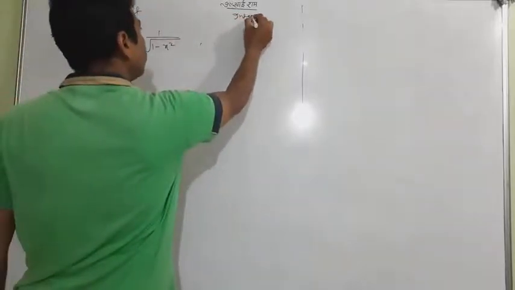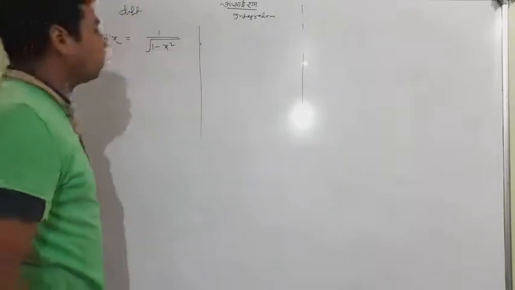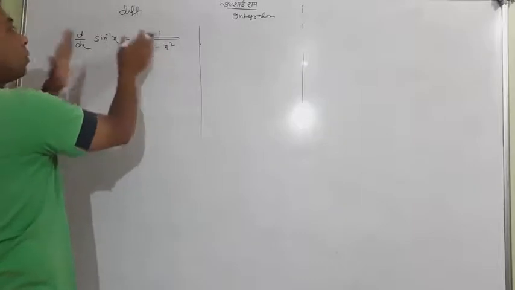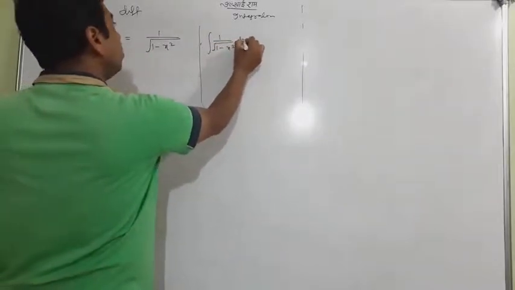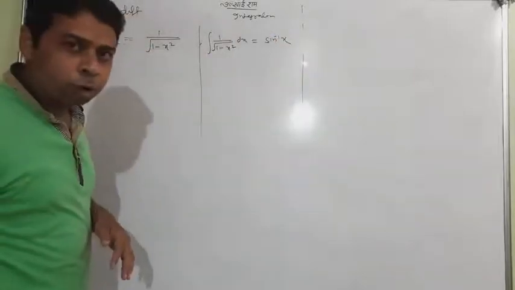Now we see the formula of integration. So what are the formulas of integration? You know the differentiation of sine inverse x is this one. So the reverse formula will be the integral of 1 upon root of 1 minus x squared is equal to sine inverse x. Sine inverse x. This is a very important formula.